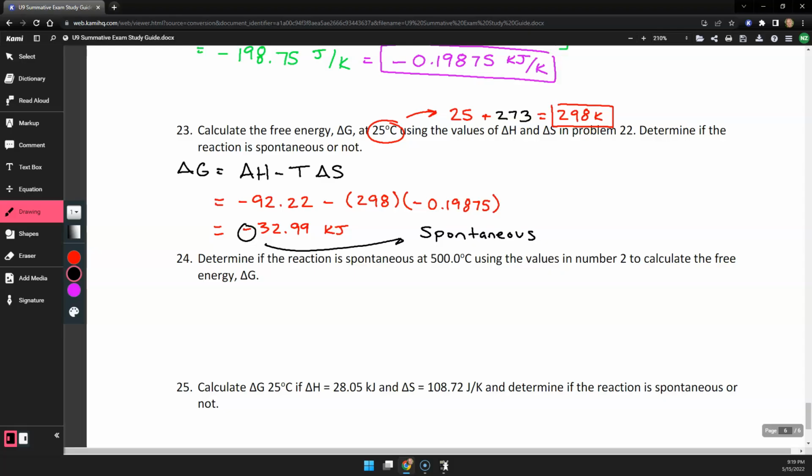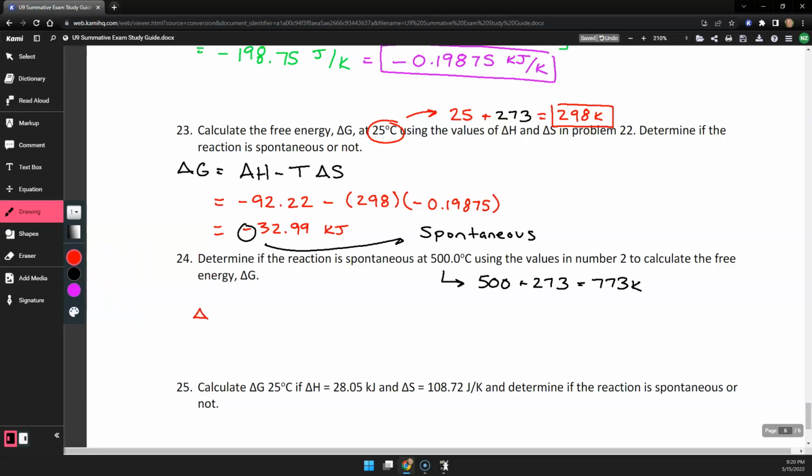Determine if the reaction is spontaneous at 500 degrees Celsius using the values in number 2 to calculate the free energy. I think it's asking us to use the values from the previous question, not number 20. It should probably say 23, not number 2. Okay, so same equation. We're just going to change our temperature. 500 plus 273 gives us 773 Kelvin.